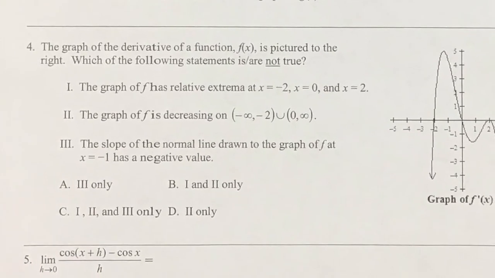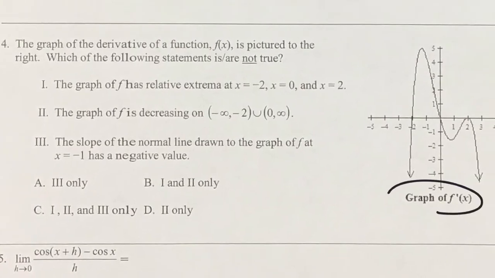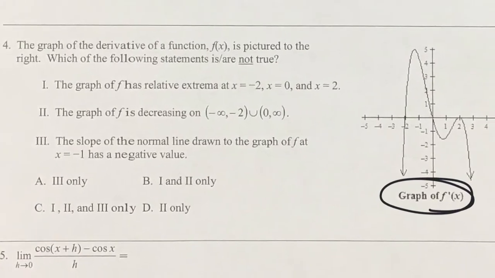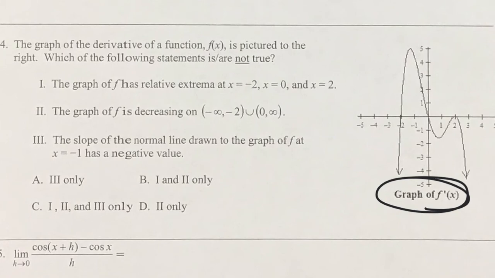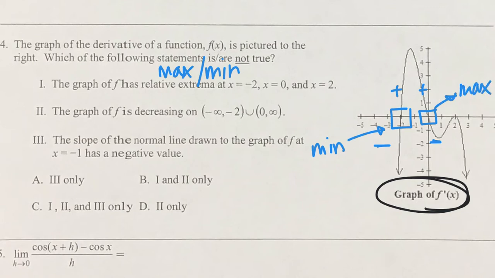Okay, number 4, this is the graph of f prime. Which one is not true? It has a relative extrema, which is a max or a min. The extremas are your maxes and mins. At -2, yes, it will happen because your slope changes from negative to positive. It will happen at 0 because your slope changes from positive to negative. In fact, this is going to be a minimum value. This is going to be a maximum value.